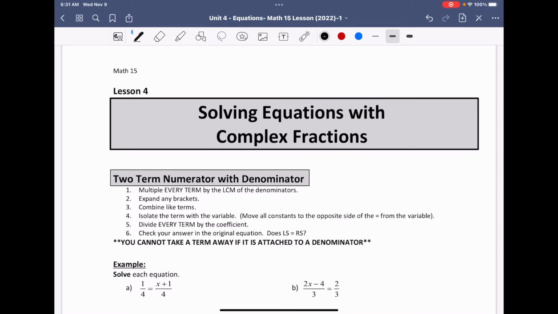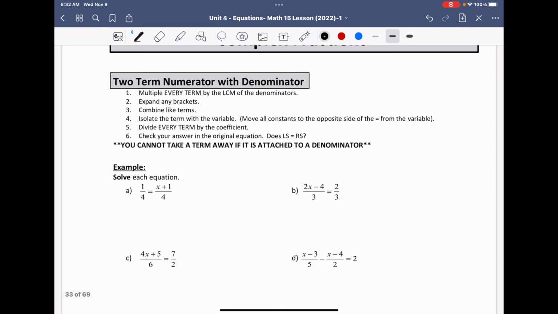All right, so now we move on to lesson 4 of equations, and lesson 4 of equations is complex fractions. So complex fractions, in comparison to what we've done before, well, even looking at the first couple examples, I'm going to draw our attention to the sharp difference between a complex fraction and just a standard fraction that we would have dealt with in lesson 3.